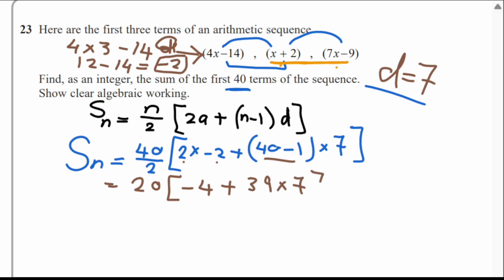Now if we continue doing this, we will get a number, definitely, right? So let's just plug this in the calculator, and it gives you 5,380. How was it? Was it easy?